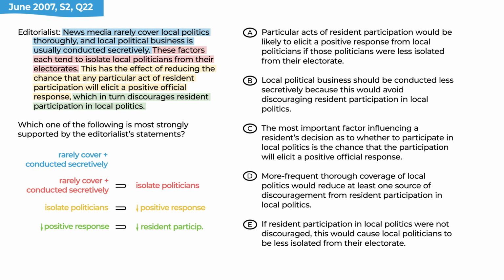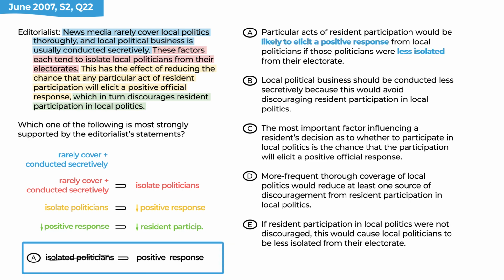Answer choice A is saying that particular acts of resident participation would be likely to elicit a positive response from local politicians if those politicians were less isolated from their electorates. So if we put this into notation, we can see that it's saying that if we don't have isolated politicians, that will cause us to have a likely positive response. This one will be very tempting on the first pass, and it might take a second pass to notice the difference here. But there's a difference between saying that we'll have a lower chance of a positive official response and actually being likely to have a positive response.